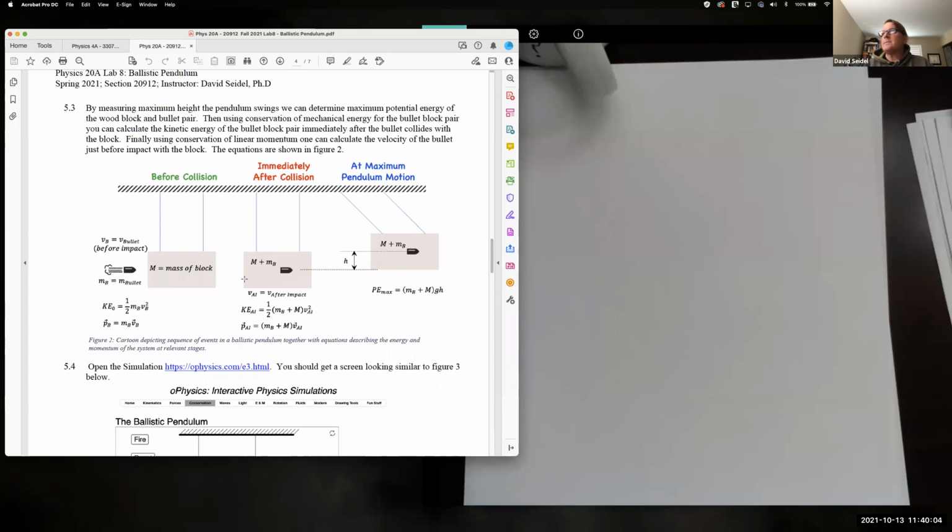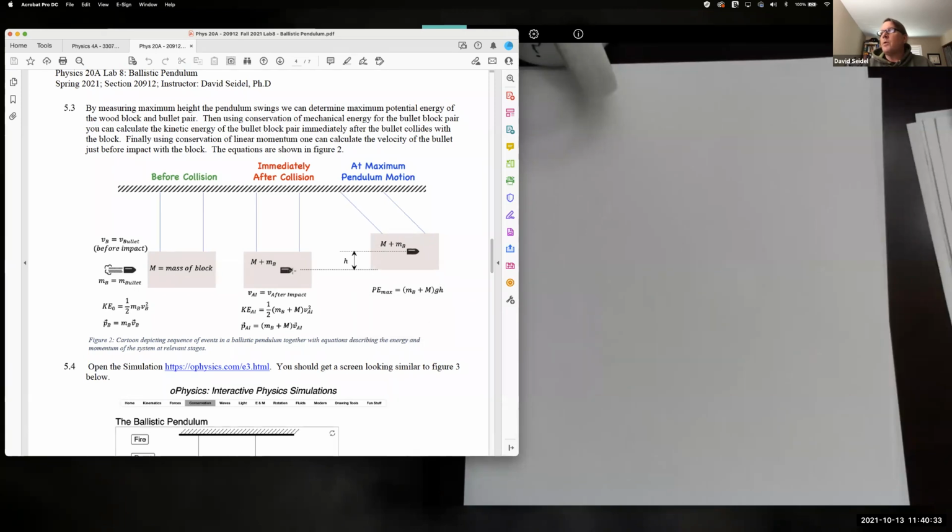But after, once this starts going, the block has some kinetic energy, and there's only conservative forces acting on the block. We're assuming friction is 0, so we have no non-conservative forces. So there's conservation of mechanical energy, and this kinetic energy, so this velocity, is still difficult to measure, okay? But the final potential energy is not so difficult to measure.